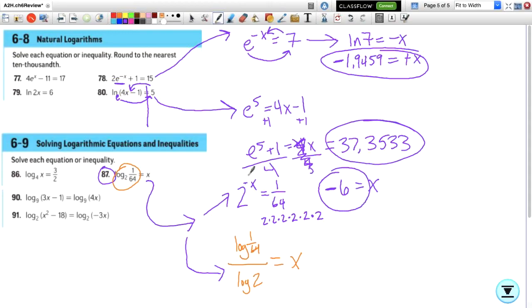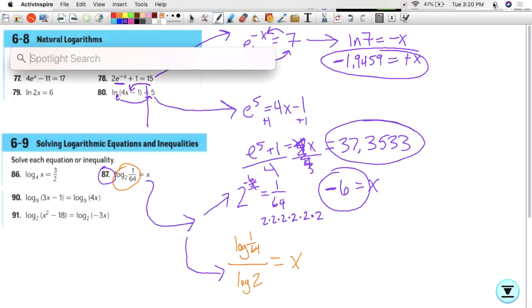And I could double check that. 2 to the -6, negative means move it below. That would give me 1 over 2 to the 6th, and 2 to the 6th is equal to 64, so I know it works. Here, again, I could just use my calculator. I could do 1 divided by 64, apply it to the log. In fact, we'll just do that, so you can see.